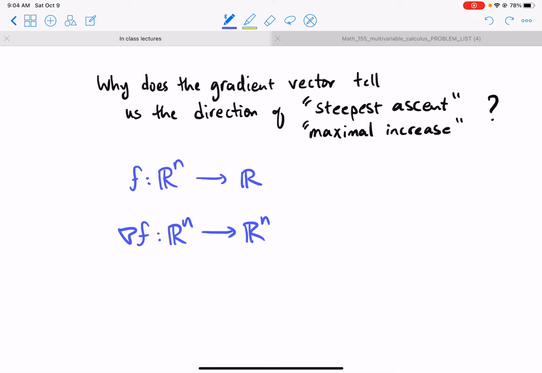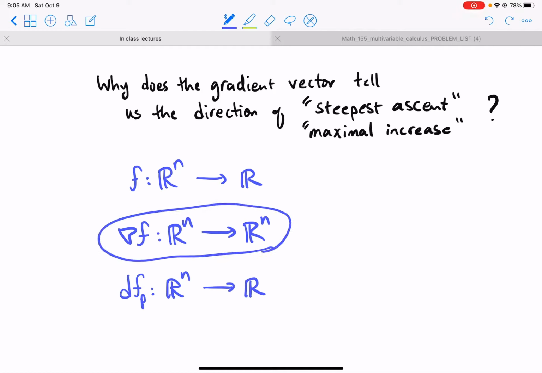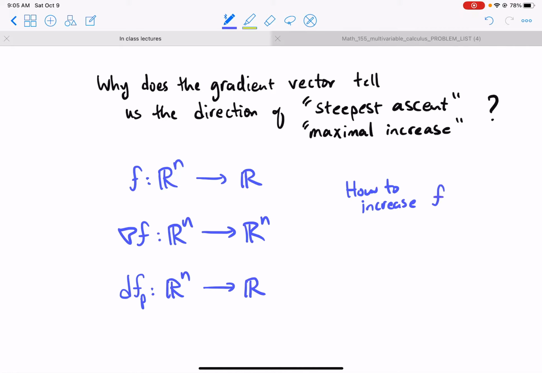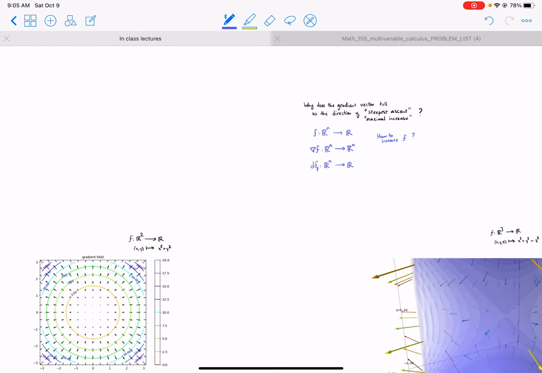Now that's different from the derivative. The derivative was a map that, if we chose a point, would give us a linear map with the same output space as f. Now, what I'm claiming here is that the gradient at a point tells us where to go, the direction to increase the function f. Okay? And so let's see this.